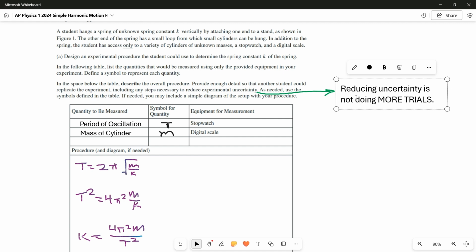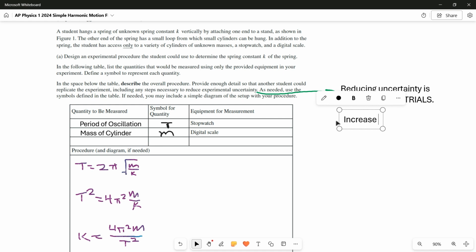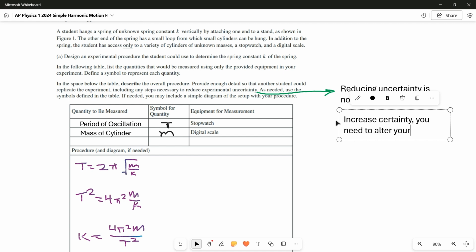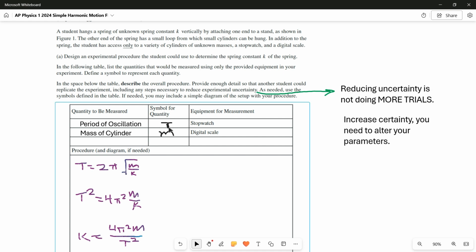This is a key misconception that is held. That is simply increasing your precision. To reduce uncertainty or to increase the certainty, you need to alter your parameters. What are your parameters? Our parameters are the time of oscillation and the mass of a cylinder.